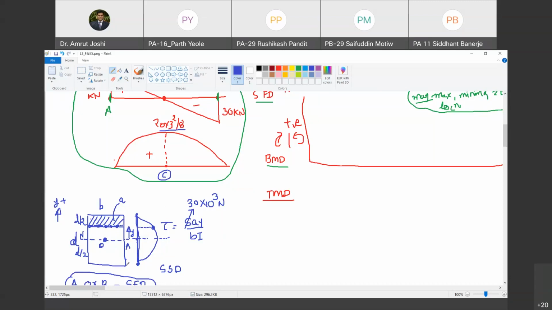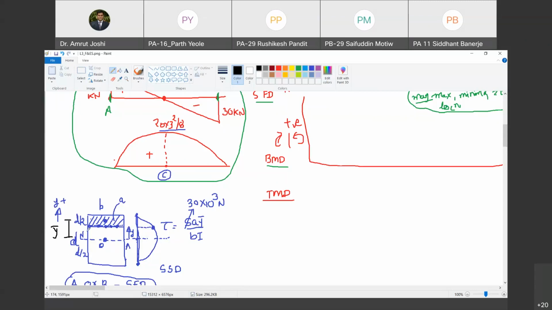Happy? Yeah. And A y bar. What is this y bar? So this y bar is nothing but the distance of centroid of this shaded area. So the distance of the centroid of the remaining area from the neutral axis is y bar. Happy? Yes, sir. You can imagine as y goes on changing, this y bar also goes on changing. Yes, sir. Absolutely.